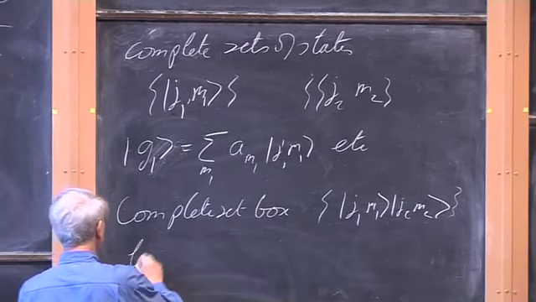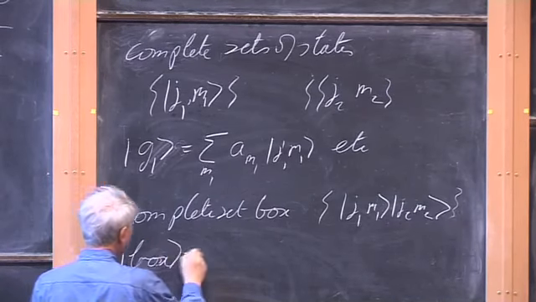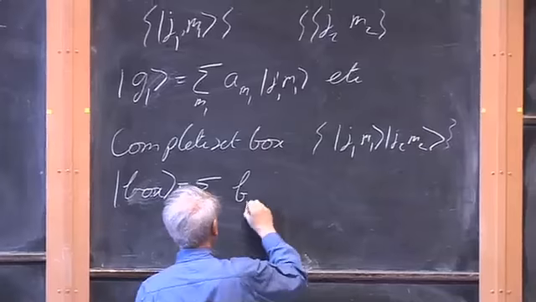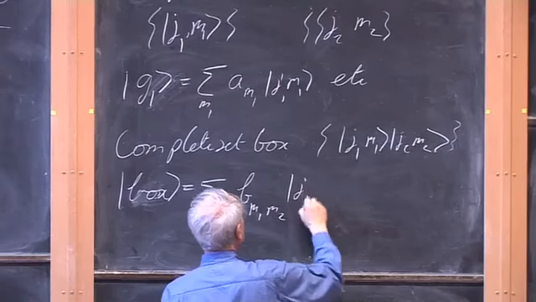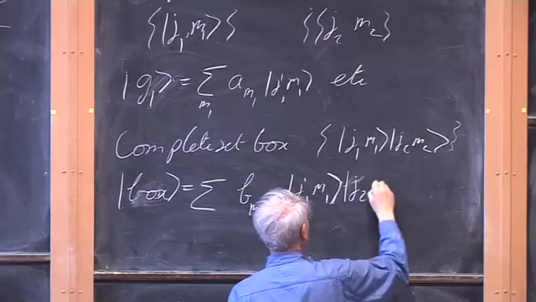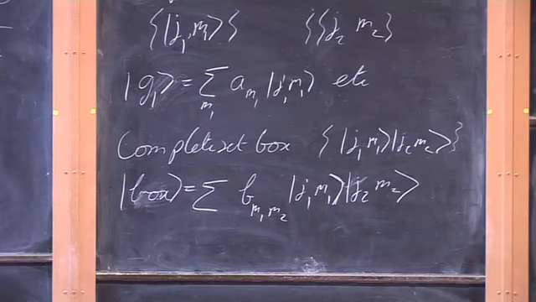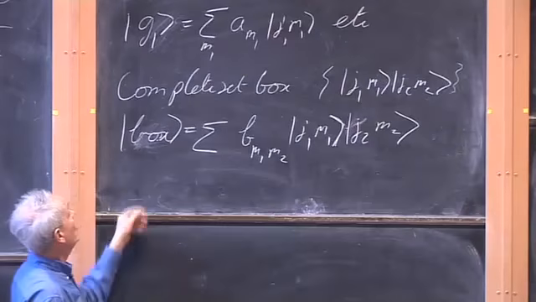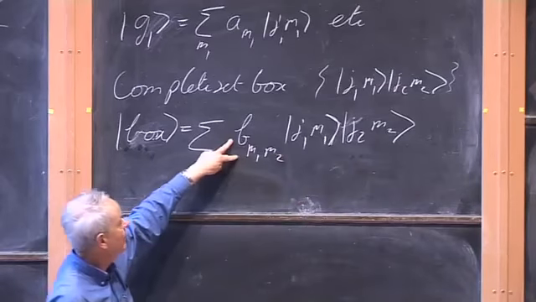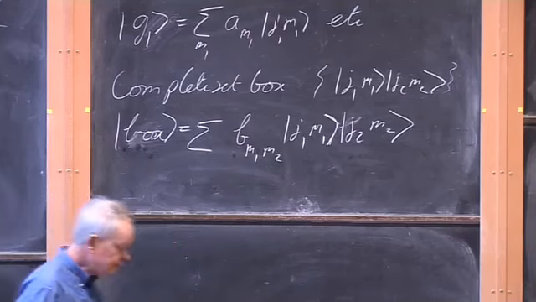In other words, the state of the box can quite generally be written as some sum of amplitudes times |J1, M1, J2, M2⟩. Whoops, that's meant to be a pointy bracket. And we want to find the states of the box. So any state of the box can be written like this, for suitable choices of these numbers, these amplitudes.